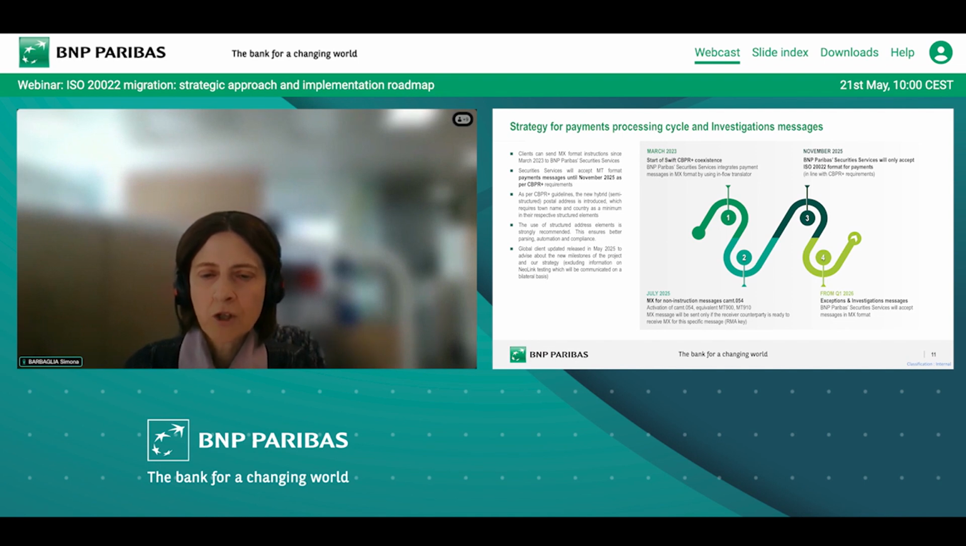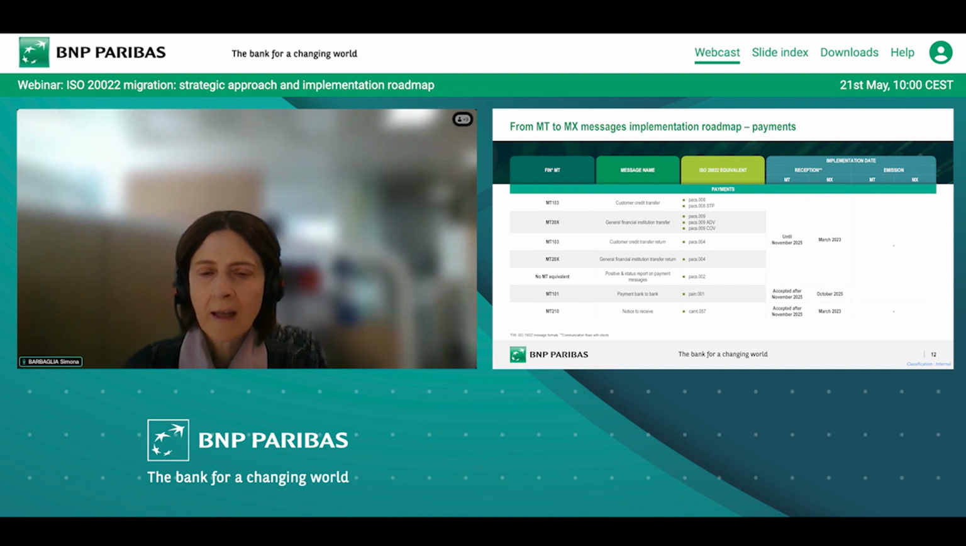In the next slides, at pages 12 and 13, you can find the MT and the MX equivalent table, which are in our catalog, with the timeline. We are not going through all the messages in the table, and we will let you have a look at the table when the presentation is received. As an example, if we take the first line of the table, the MT103 equivalent is PACS.008. The PACS.008 has been activated since March 2023, while the MT103 will be available until November 2025.